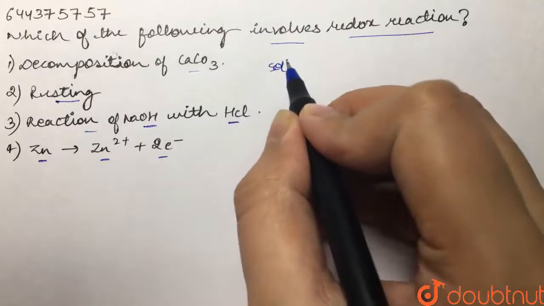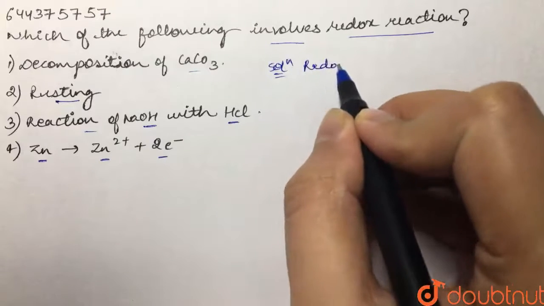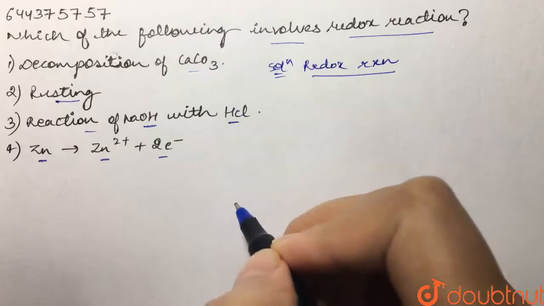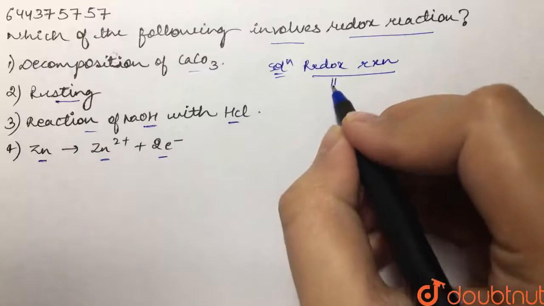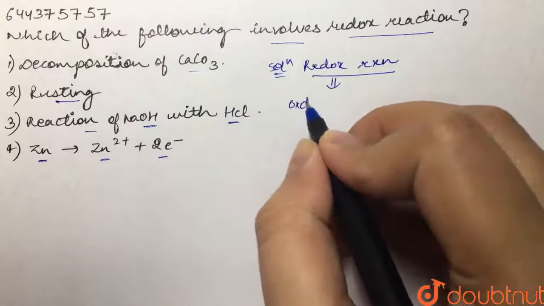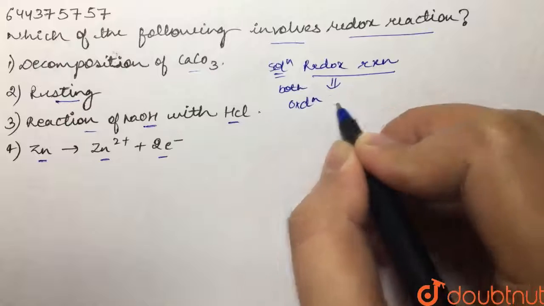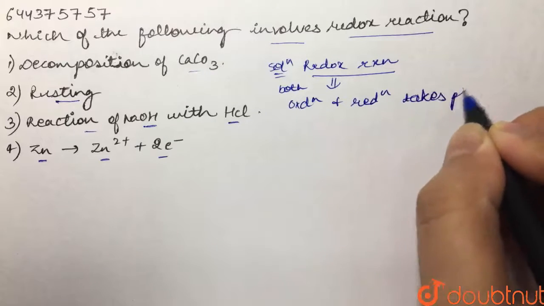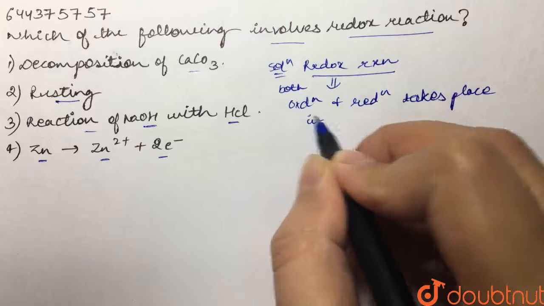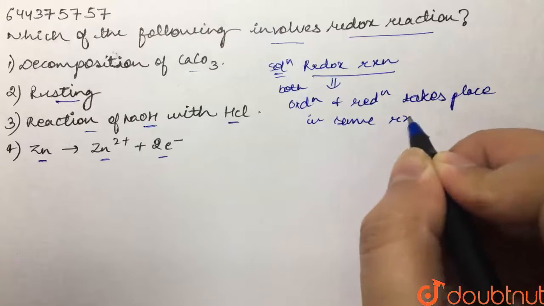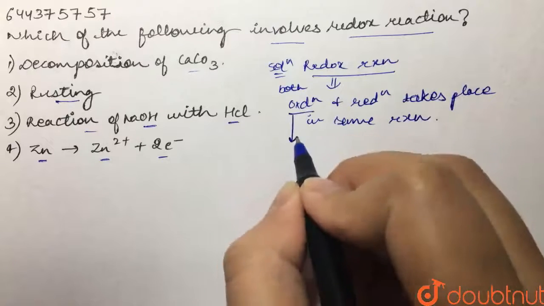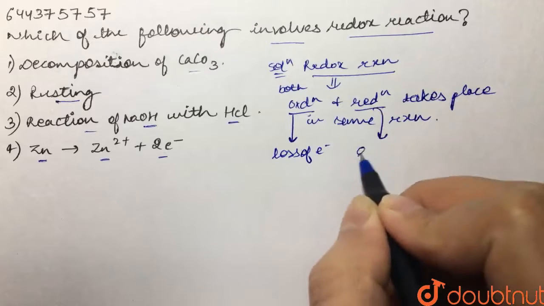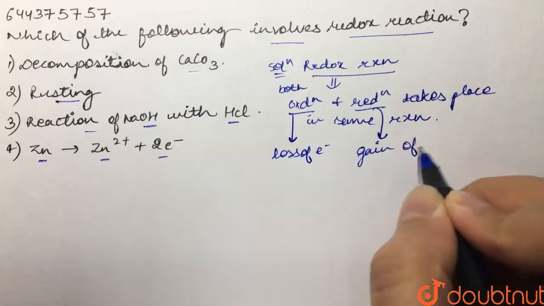So first of all, we'll see what redox reactions are, then only we would be able to see which amongst these is an example of redox reaction. A redox reaction is one in which both oxidation and reduction take place in the same reaction. Now what is oxidation? Oxidation is loss of electrons, and reduction is gain of electrons.